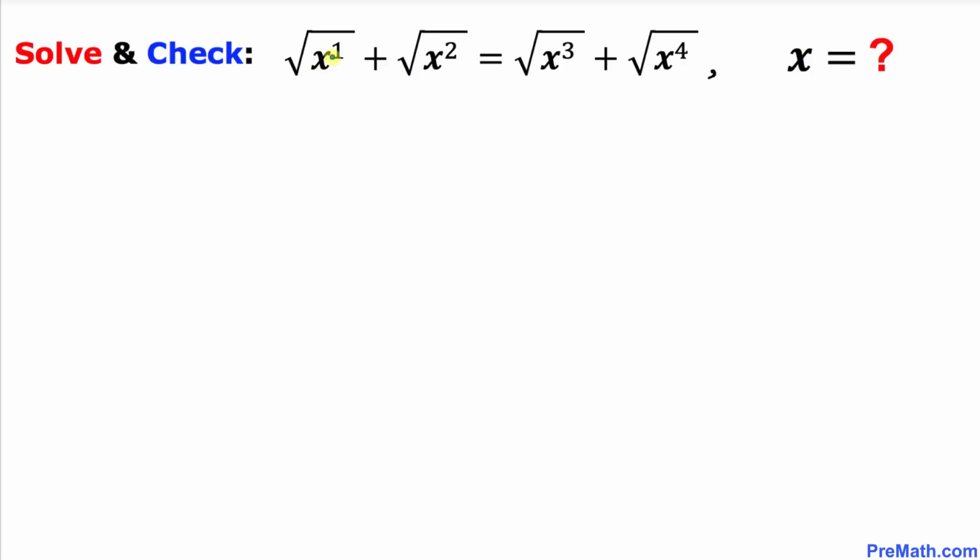In this video, we are going to solve and check this given radical equation: square root of x^1 plus square root of x^2 equals square root of x^3 plus square root of x^4. In other words, we are going to find the value of x.